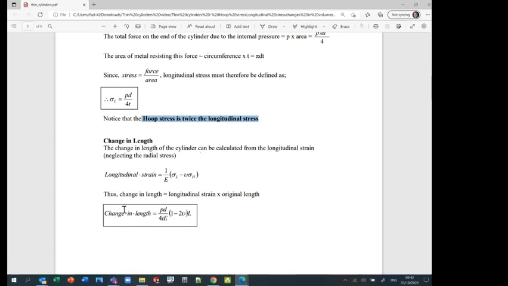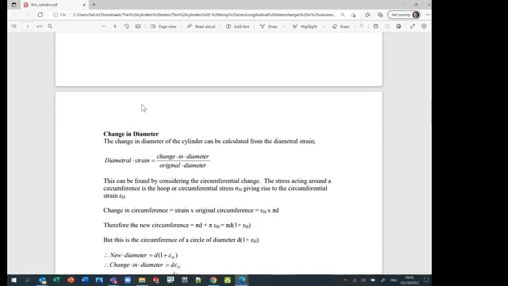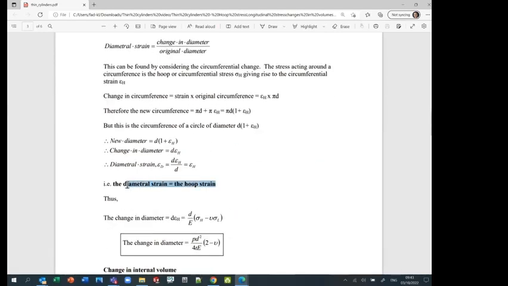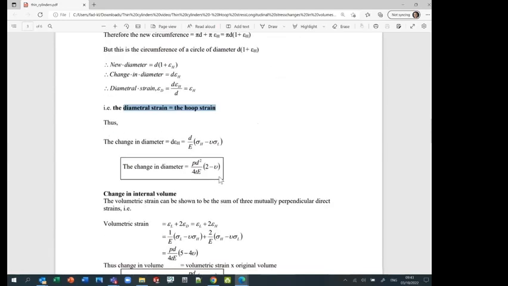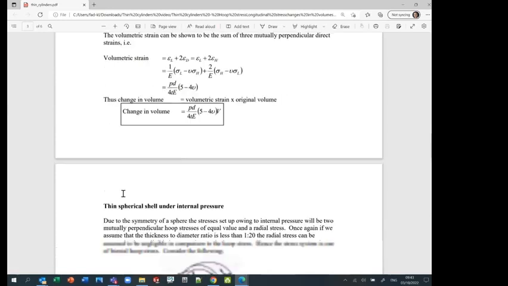The change in length of the cylinder, we showed how we can calculate that. That led us to the strain in the longitudinal direction. The change in diameter, we could work out that. We showed that the hoop strain was the same as the diametral strain. And then from there, we've got the change in diameter, we've got the change in length. We can work out from those three mutually perpendicular strains, 2 lots of the change in diameter and 1 lot of the longitudinal strain, the change in internal volume. So this is what we showed at the end of the last class.